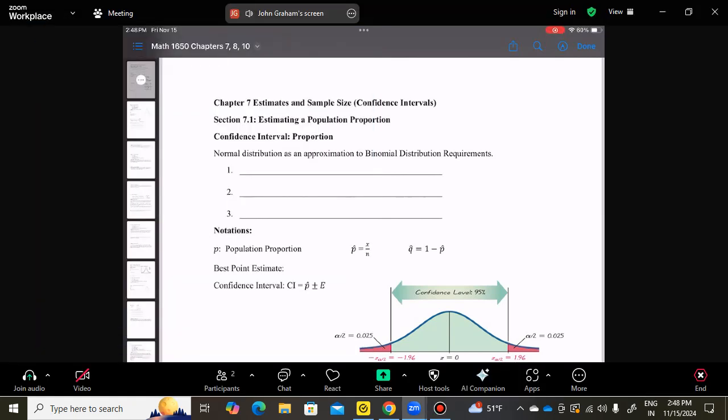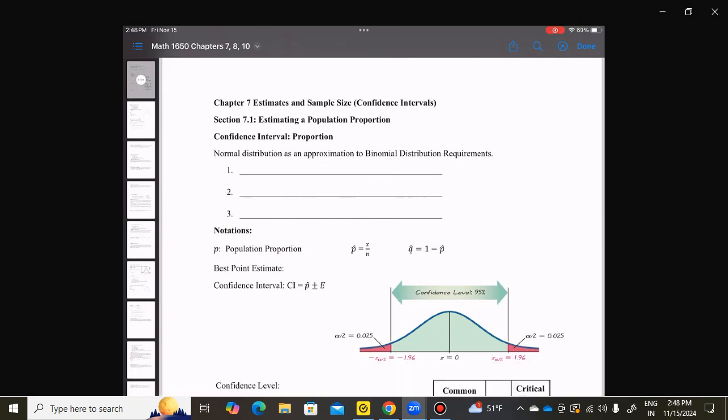Hi, this is Math 1650, and in this video we will be looking at the start of Chapter 7, and in Section 7.1 we will look at estimating a population proportion and finding its confidence interval. In the next couple of chapters we'll really be getting into the meat of statistics, confidence intervals, and hypothesis tests. We'll be looking in both of these at proportions and standard deviations.